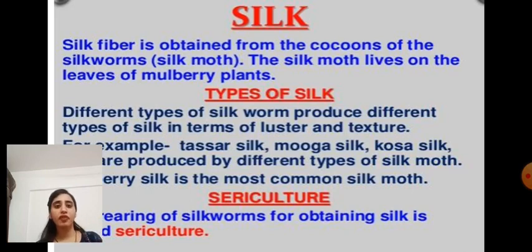Different types of silk are produced in terms of luster and texture. You have heard about tussar silk, muga silk. These are different types of silk, and different types of silk are produced by different types of silk moth. Mulberry silk is the most common silk.